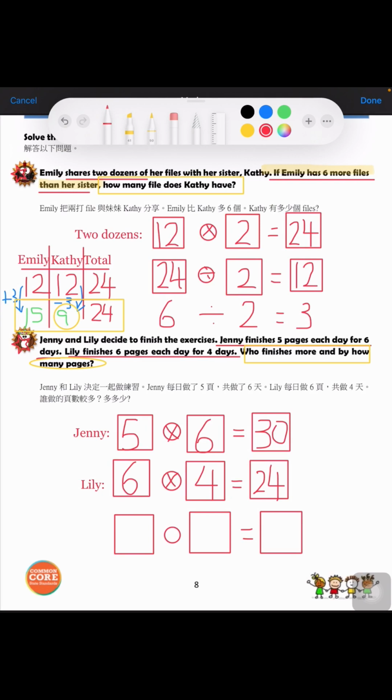So who got more pages, and by how many? Since 30 is larger than 24, so Jenny has finished more pages. To find out the difference, we may subtract 30 and 24. We may use the larger number, 30 minus 24, which equals to 6. Therefore, Jenny finished 6 more pages.